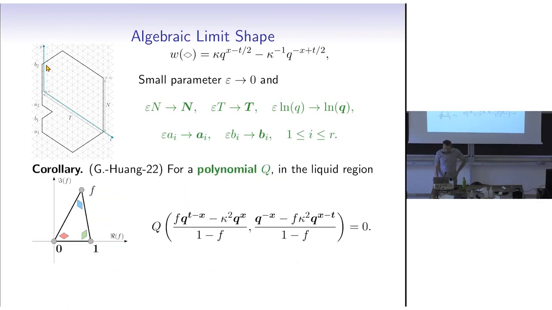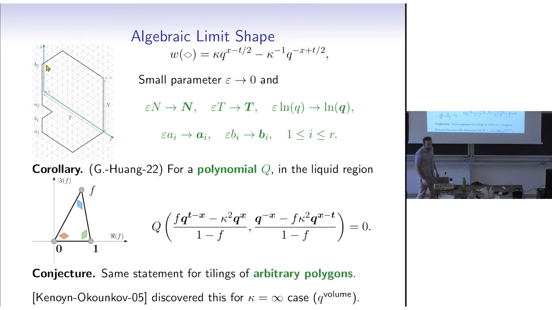Okay, so an interesting corollary is that you can find a polynomial Q here in the liquid region, which depends on your boundary condition, so that if you apply this polynomial to two rational expressions in terms of your complex slope, then the result is zero. In other words, your limit shape is encoded in terms of a single polynomial here. Well, for us, it is just a corollary of those explicit formulas. So why am I even mentioning that?